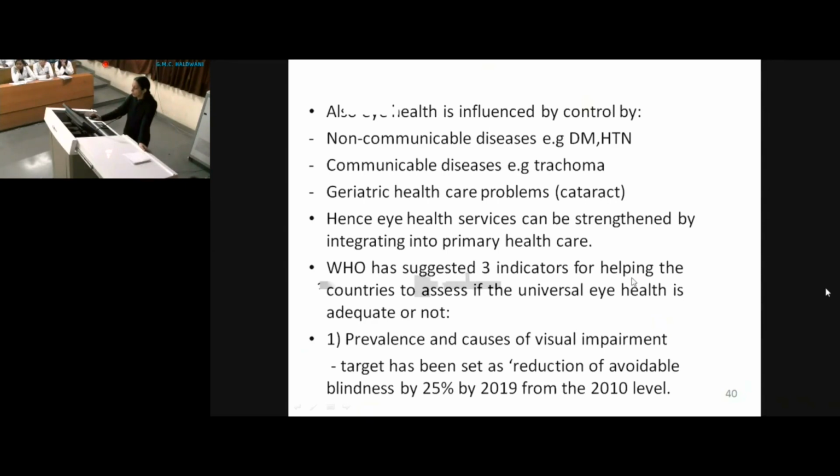WHO has suggested 3 indicators for helping the countries to assess if the universal eye health is adequate or not. So, what are these 3 indicators? Number 1 is prevalence and causes of visual impairment. The target has been set as reduction of avoidable blindness by 25%. Okay, you have to remember this target: 25% by 2019 from the base level of 2010.